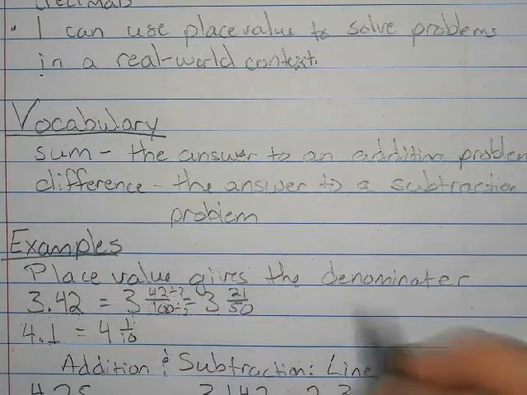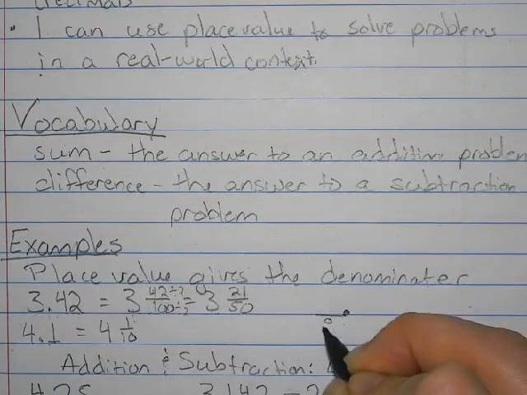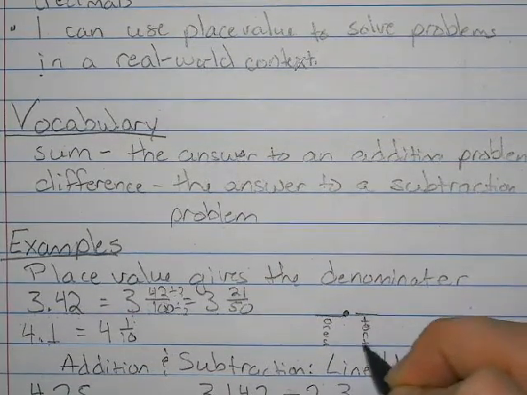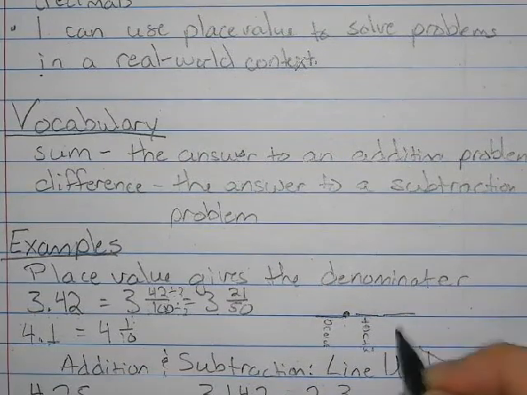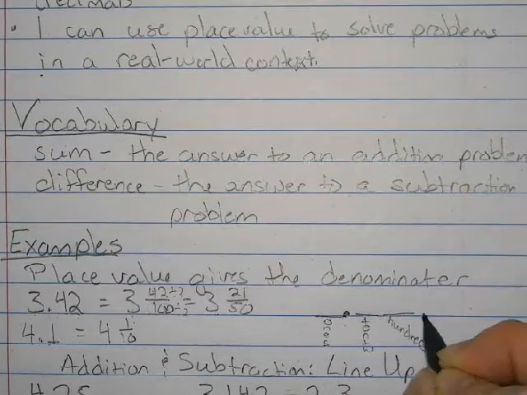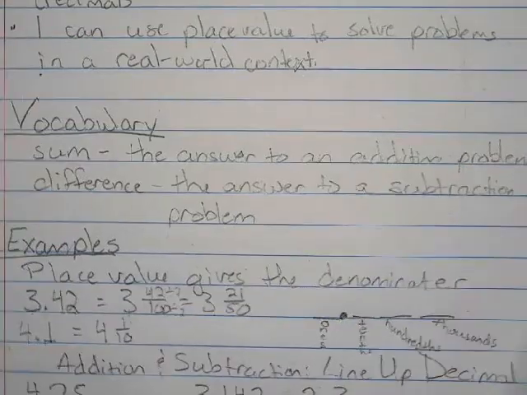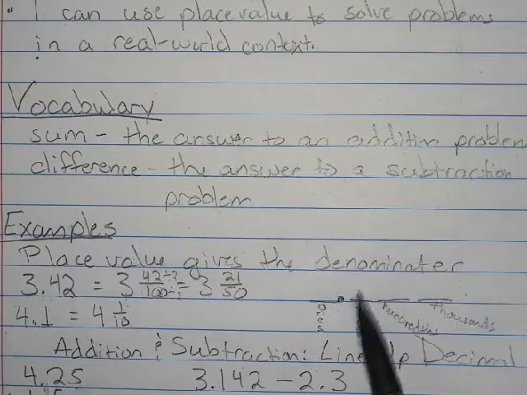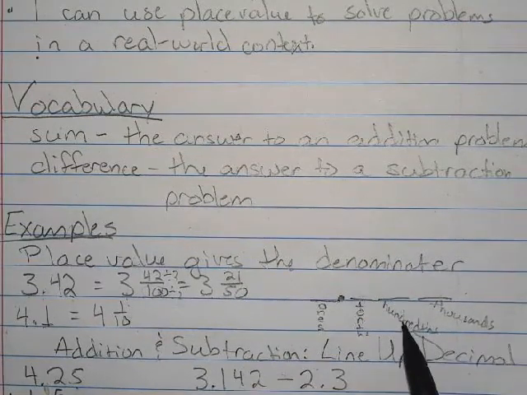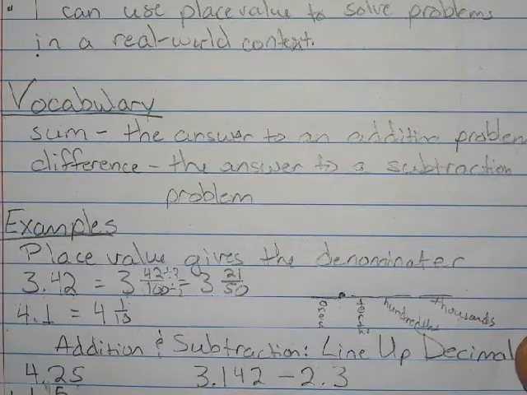So if you are unsure of place value, this is the decimal. You have ones, tenths, hundredths, and thousandths. So those are your places. So if the last number is in this spot, the denominator is a 10. The last number is in this spot, the denominator is a 100. And if the last number is in this spot, the denominator will be 1000.